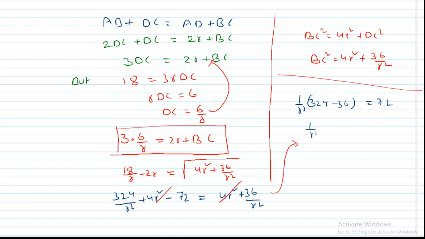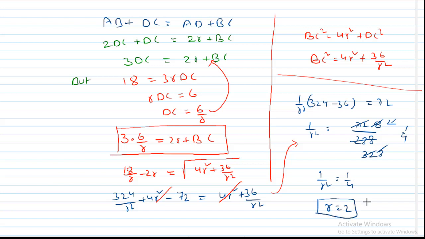1 by R square equal to 72 by 288. Nine 8s are 72, 9 3s are 27. 9 2s are 18, 4 2s are 8, 4 8s are 32, so 1 by 4. So 1 by R square equal to 1 by 4. So R equal to 2. So the radius of the required circle is equal to 2.